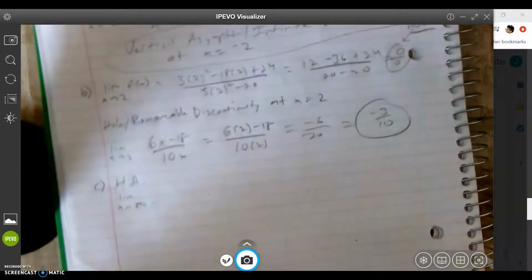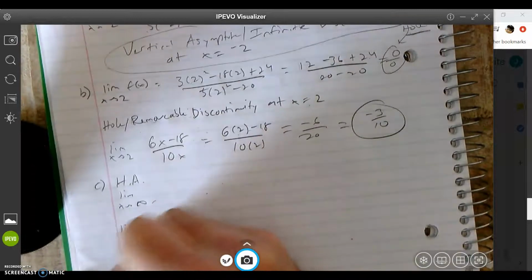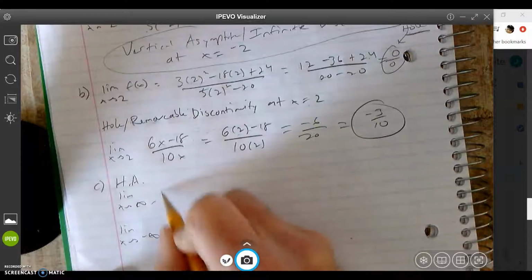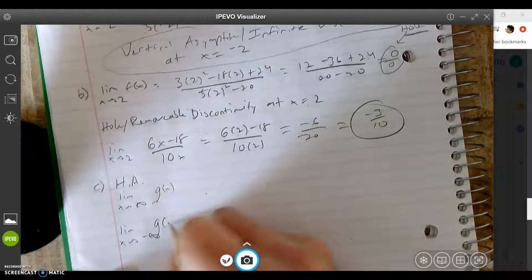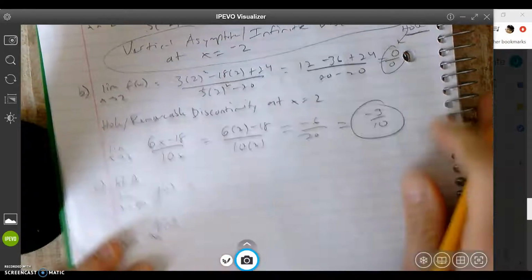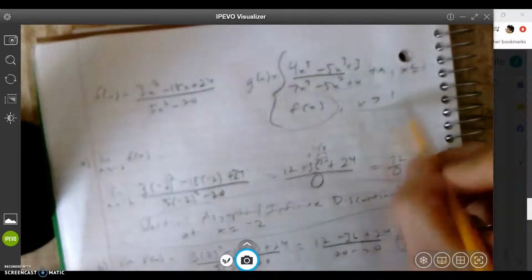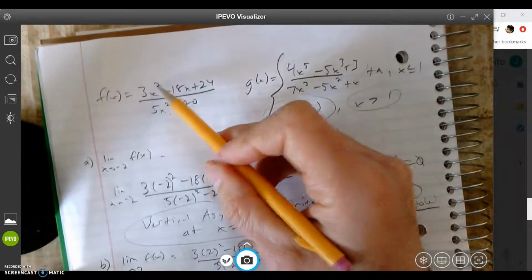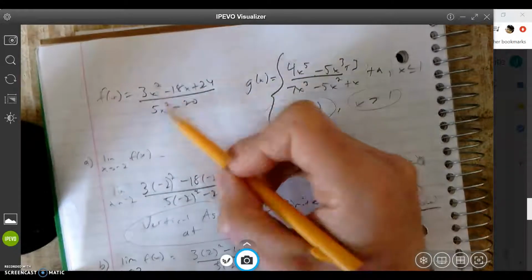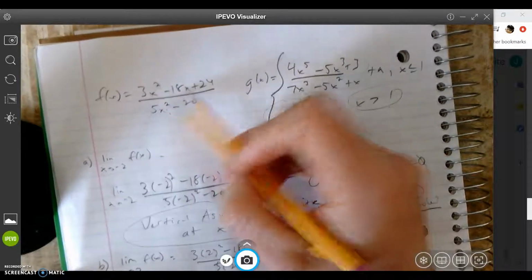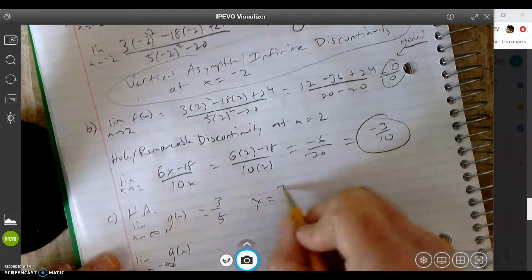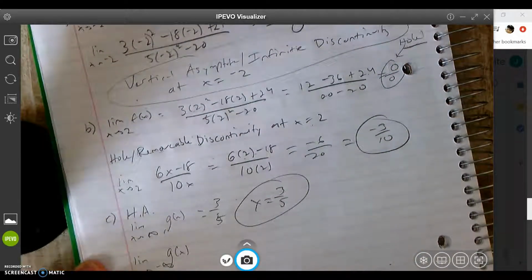So I want the limit as x approaches infinity, and then also the limit as x approaches negative infinity, of g of x, that function. Okay, so infinity is greater than 1, obviously, so that's f of x. So I'm looking here, if I plug in infinity, x squared and x squared is the biggest power, so that is 3/5. So y equals 3/5 is one of the horizontal asymptotes.